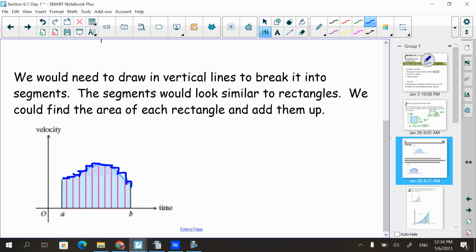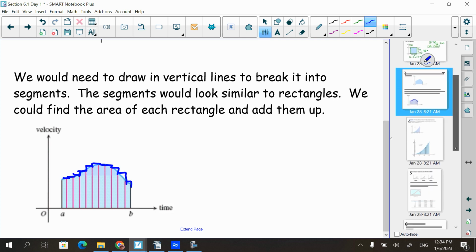The more rectangles that you can make in your picture, the more accurate your approximation is. It's still an approximation, all of them are, but it's a closer approximation. Okay. So we need to talk about these rectangles. How do we decide how we're going to make these rectangles? So what I'm going to do, I'm actually going to skip the next slide and come back to that.